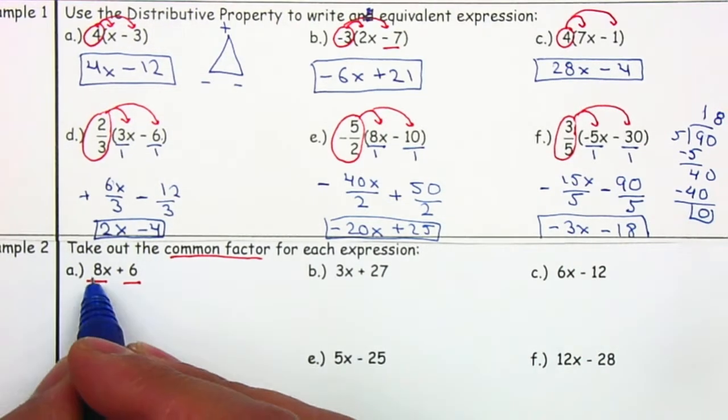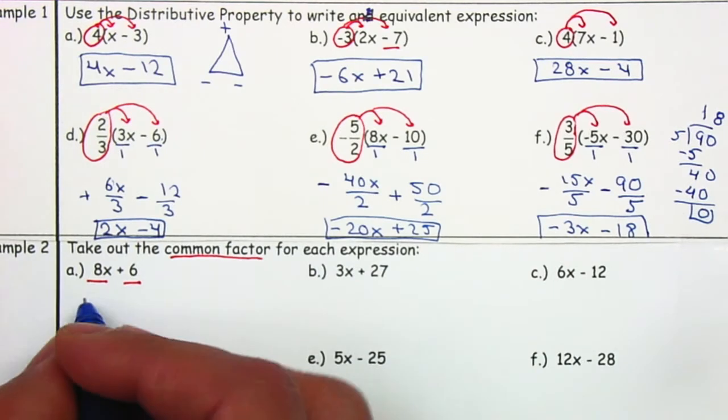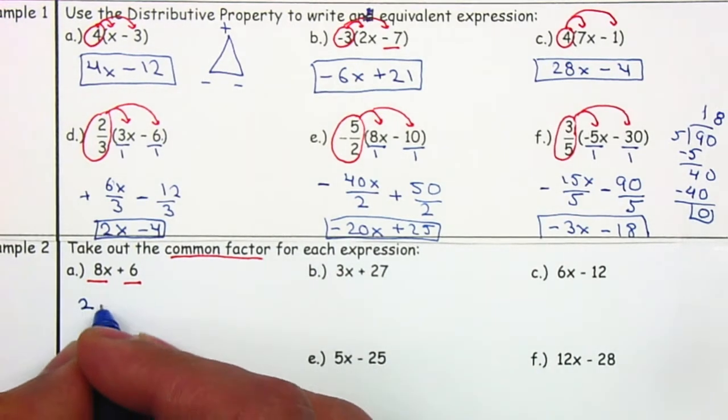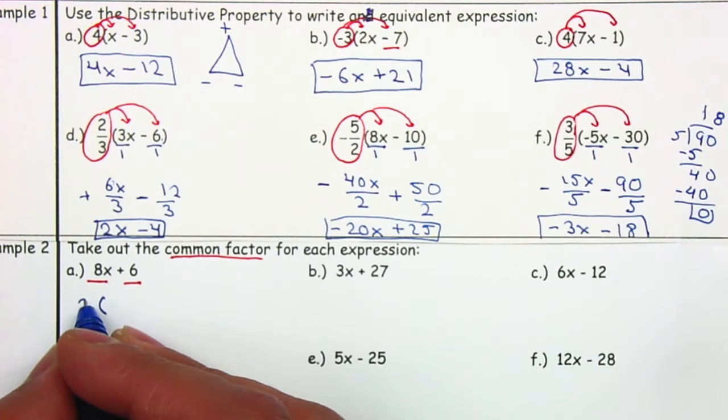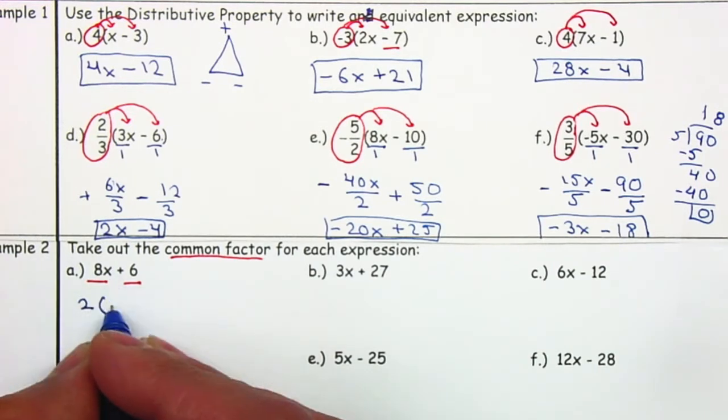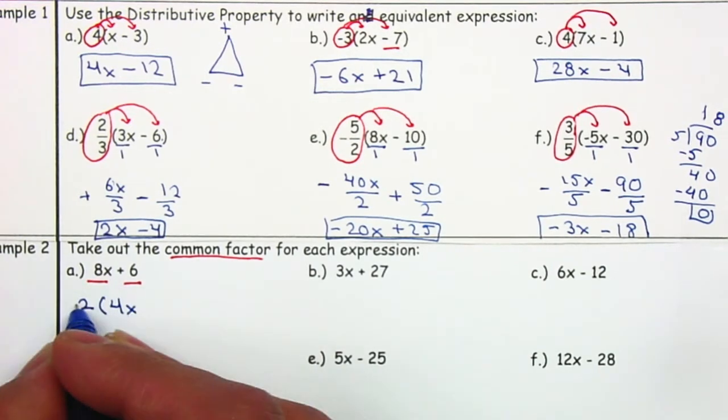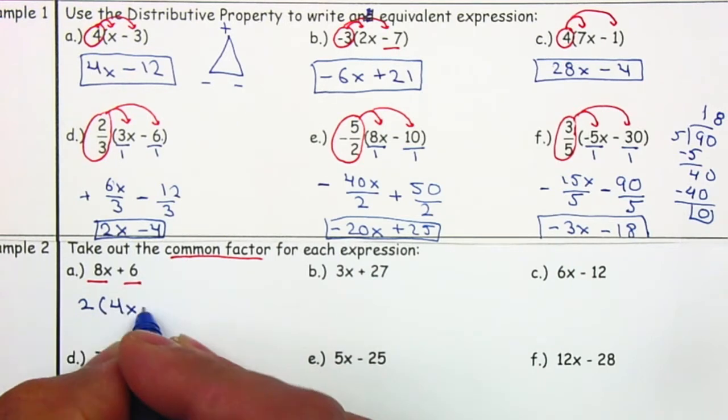So the biggest number that divides 8 and 6 will be 2. You're going to open your parentheses. What do I need to multiply 2 to get 8x? That'll be 4x. What do I need to multiply 2 to get positive 6? That'll be positive 3.